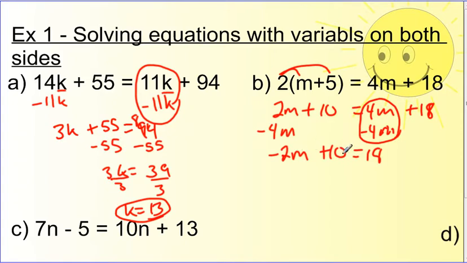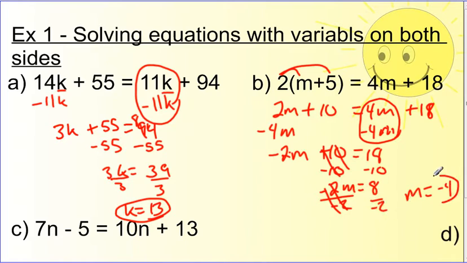Now we're down to a two-step. So my variable is being multiplied or added. Get rid of the add and subtract first. So I minus 10, minus 10. Negative 2m equals 8. Divide by negative 2. And m equals 8 divided by negative 2, which is a negative 4.